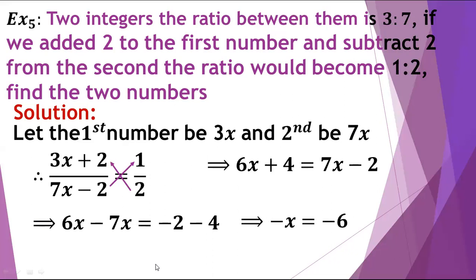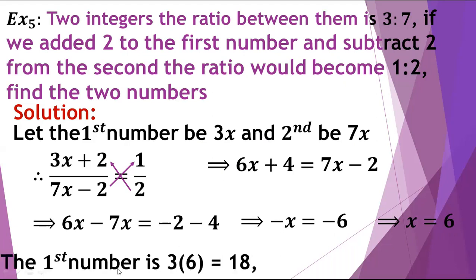6x minus 7x equals negative x equals negative 2 minus 4 equals negative 6. We can cancel negative with negative. That means x equals 6. We know that the first number equals 3x and the second number is 7x. So now we can replace the letter x by the number 6.